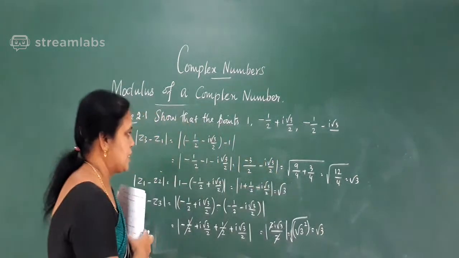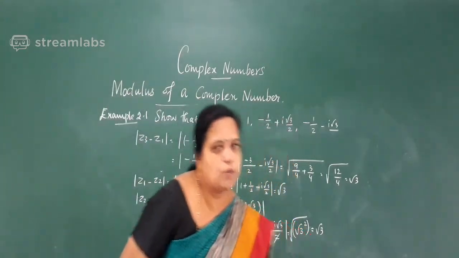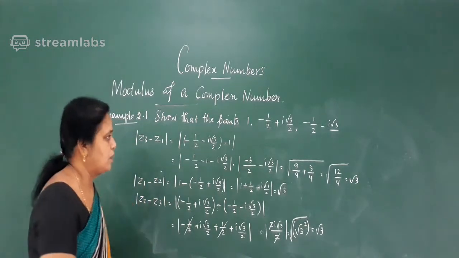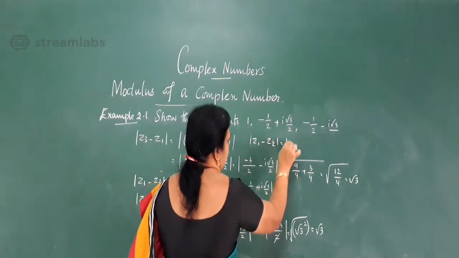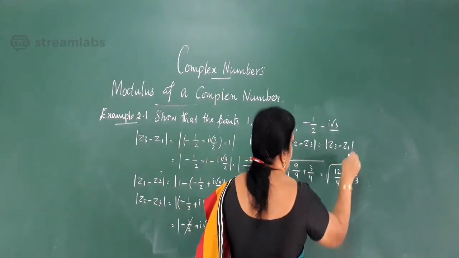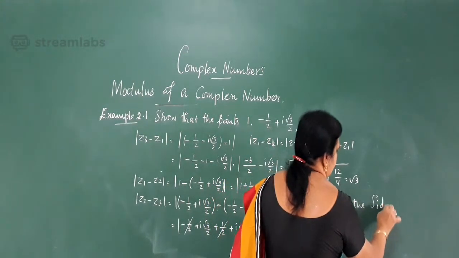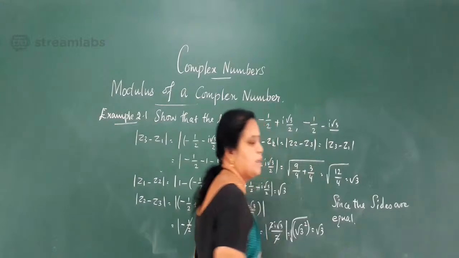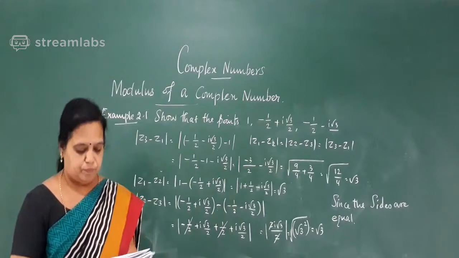So what is the final answer? The sides are equal. Mod z1 minus z2 is equal to mod z2 minus z3 is equal to mod z3 minus z1. Since the sides are equal, the given vertices surely make an equilateral triangle.